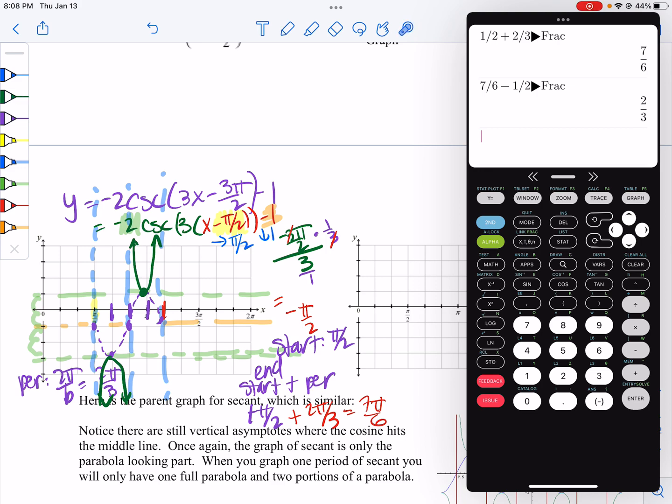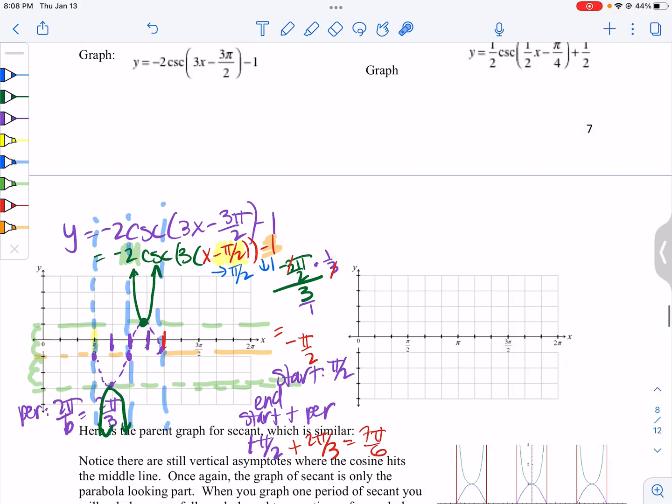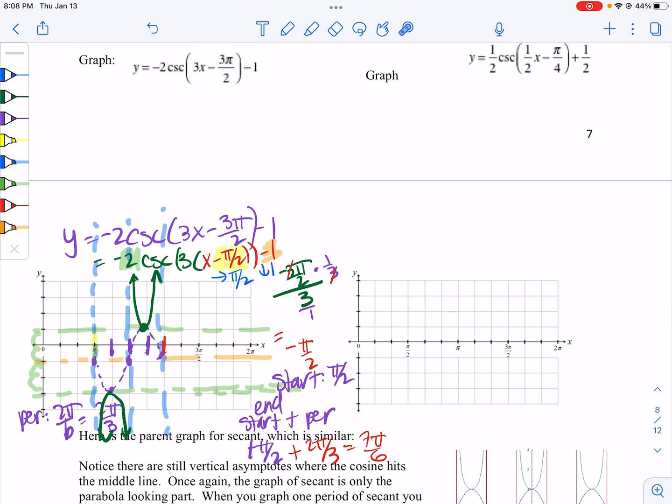So then the only part that's the cosecant graph is the green part. Everything else is just to help me to get to it. The blue does represent the asymptotes for your cosecant graph. Okay. So if we look at our next one, we've got y equals 1/2 cosecant 1/2.